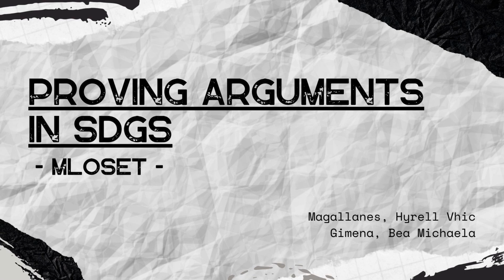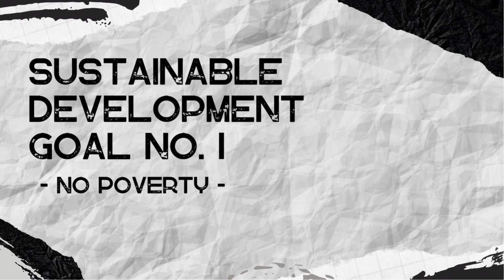Hi! In this video, we are going to learn how to prove arguments using the different rules of inference. These arguments talk about the different Sustainable Development Goals by the United Nations. Let's start. The first one is Sustainable Development Goal number 1, no poverty. And here is the argument.